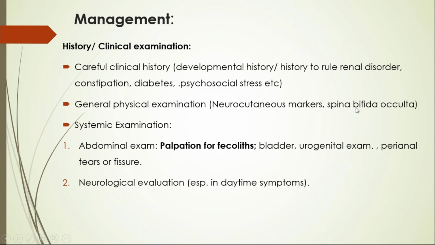So look for neurocutaneous markers, spina bifida, we discussed that. Also important, when you palpate the abdomen, as we said, constipation is very common. So look for fecoliths. You feel fecoliths like small lumps in the abdomen, usually on the left side in the iliac fossa, pellet-like lumps. Also look for a full bladder. Look at the genitals. Look at the perineal area for any tears or fissures. And you can even do a per rectal examination to see a full rectum.